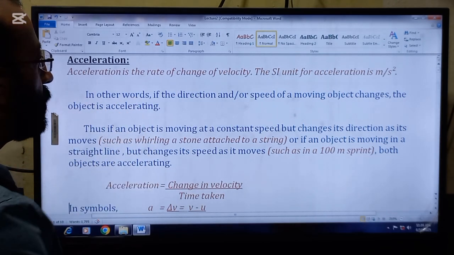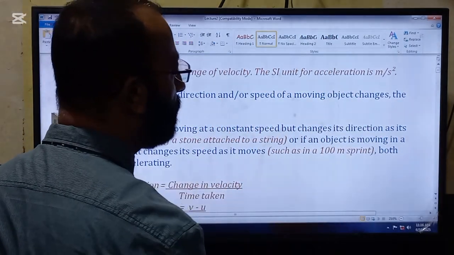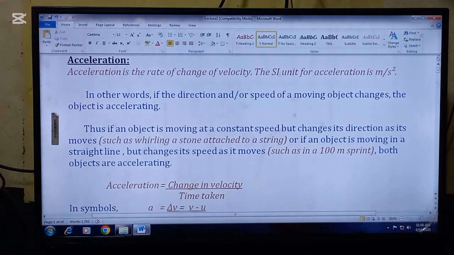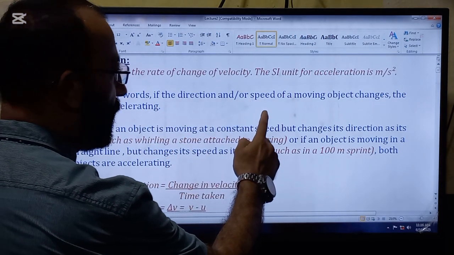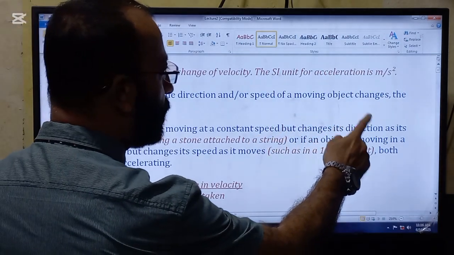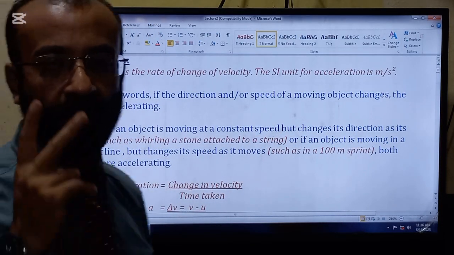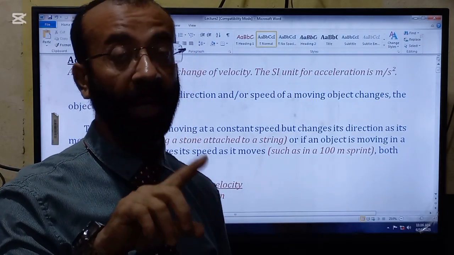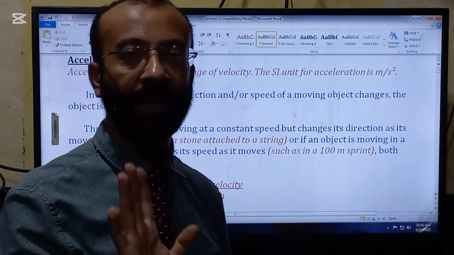Acceleration is the rate of change of velocity. The SI unit for the acceleration is meter per second square. So this is the definition of the acceleration. In other words, if the direction and or speed of a moving object changes, the object is accelerating. So there are two things that are important. If the speed is changing or if the direction is changing, the body will have acceleration.